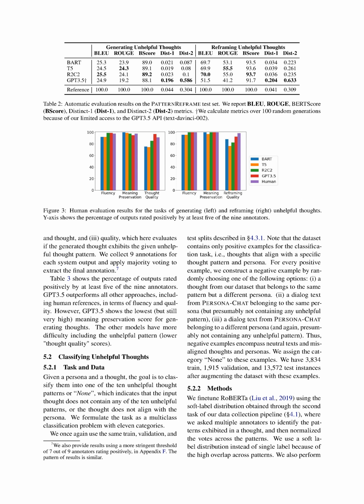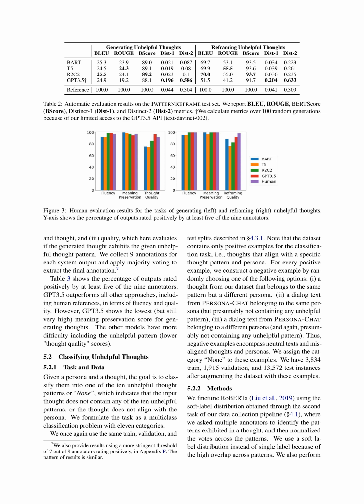After adding these examples, we have 3,834 training, 1,915 validation, and 13,572 test instances. We fine-tune RoBERTa using a soft label distribution, which we obtain by asking multiple annotators to identify the patterns in a thought and then normalizing the votes across the patterns. We use a soft label distribution instead of a single label because of the high overlap between patterns.